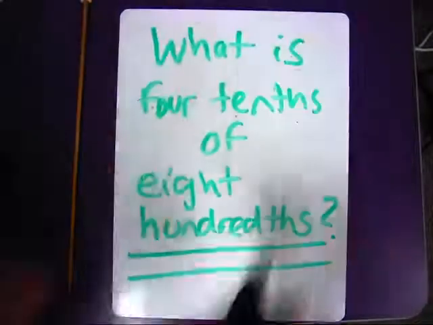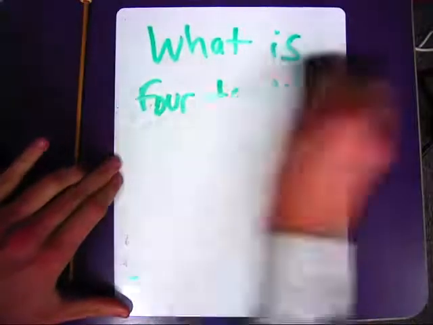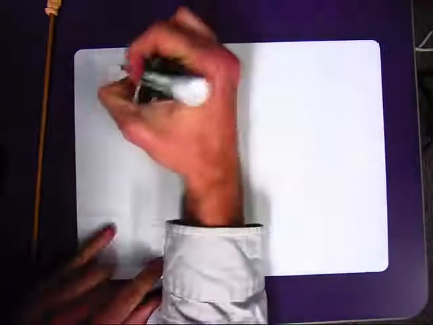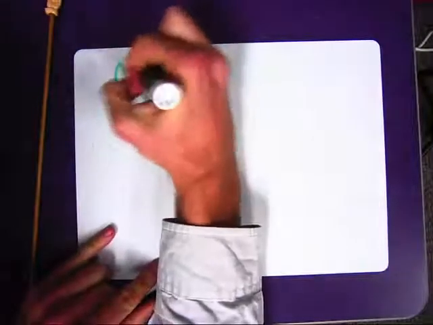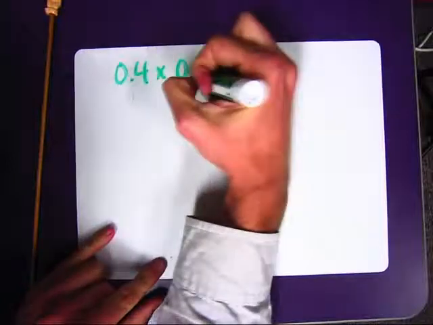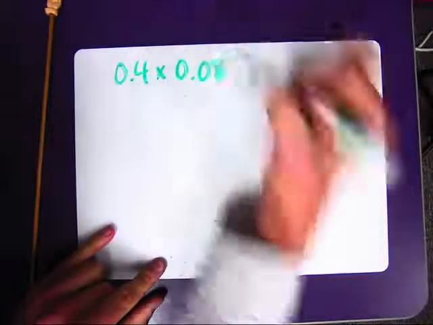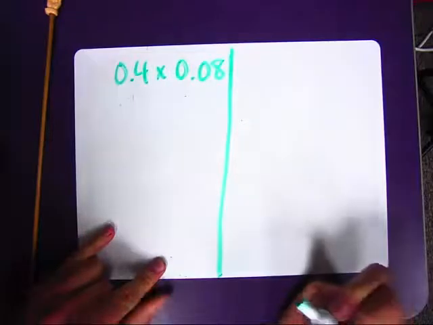So, here's the deal. 4/10 of 8/100ths. We can show it in different ways. And today we're going to look at the relationship between the decimal math and the fraction math, which I'm pretty excited about. So 4/10 times 8/100ths is one way to show it.